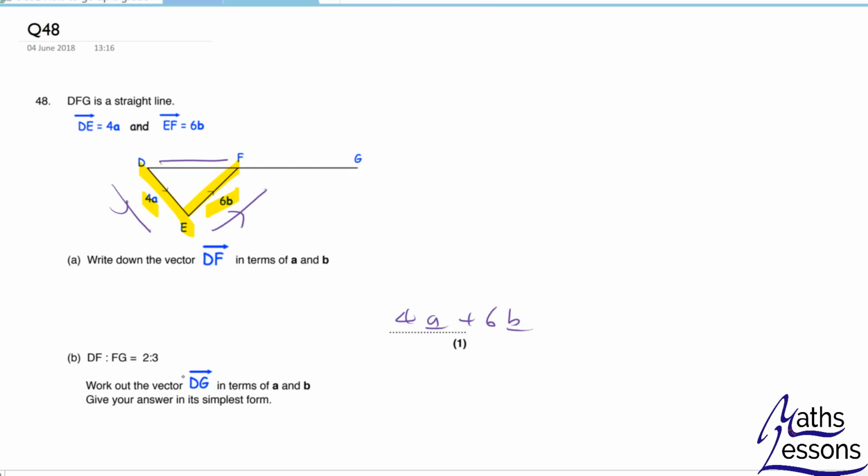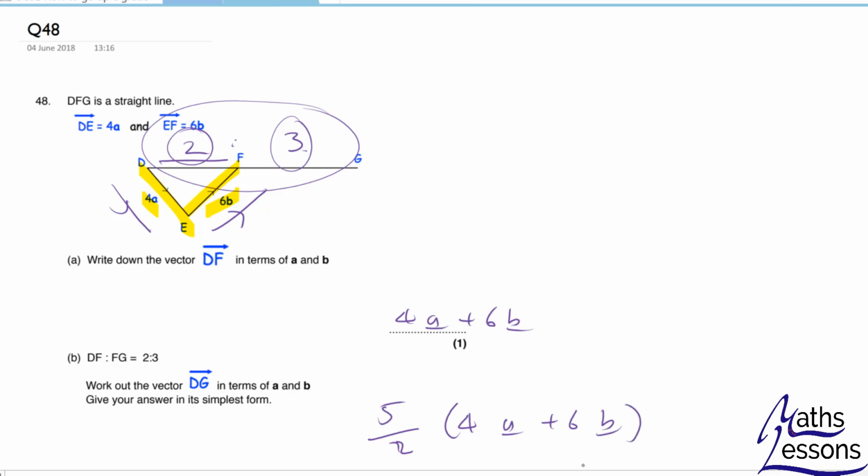DF to FG is 2 to 3. So this is in the ratio 2 to 3. Work out the vector DG in terms of A and B. Well, this is actually going to be the equivalent of 2, and this is going to be 3 times as big, so the whole thing will be 5 over 2 times this, because 2 plus 3 is 5. We know this is equivalent to 2 parts, so you divide it by 2 to get the 1 part and times by 5 to get the 5 parts. So 5 over 2 times 4A plus 6B, dividing that by 2, you get 2 and 3, times by 5 will give you 10A plus 15B.